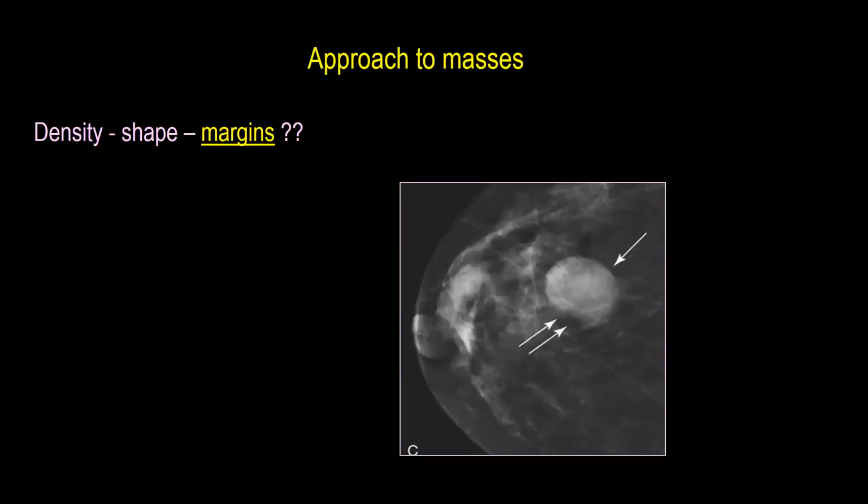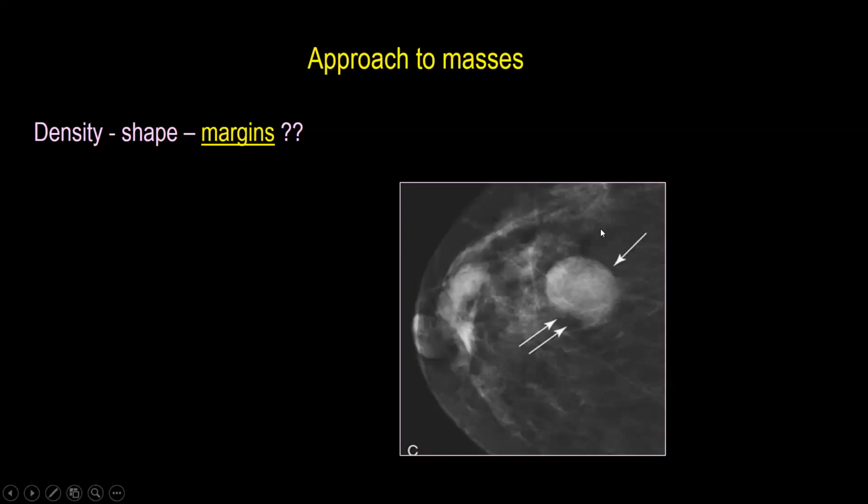Density, shape, and margins. Equal density, partially circumscribed. Look for this tissue. Look for the fat. This is the fat. This is parenchyma. Look for this parenchyma. It is high density. Consider the adjacent tissue. It is higher, because there is a duct here. This is different, but this is the parenchyma, so it's considered high.